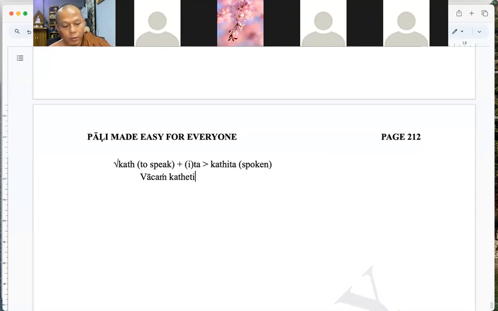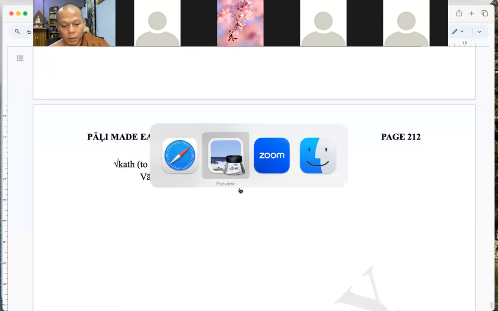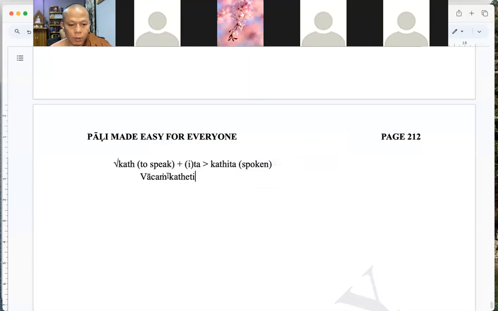Maybe instead of the vacanam, dhammam is also possible. Dhammam. So kathiti. So he speaks the Dhamma. Okay. So kathiti becomes kathita as a past participle. So at the time, maybe kathito dhammo.